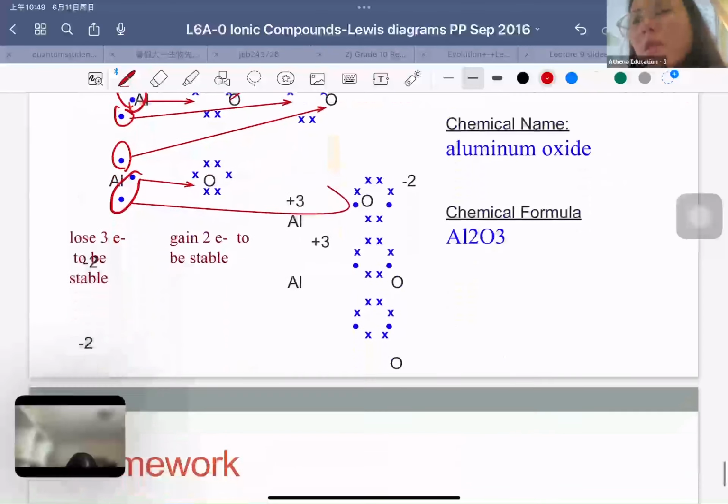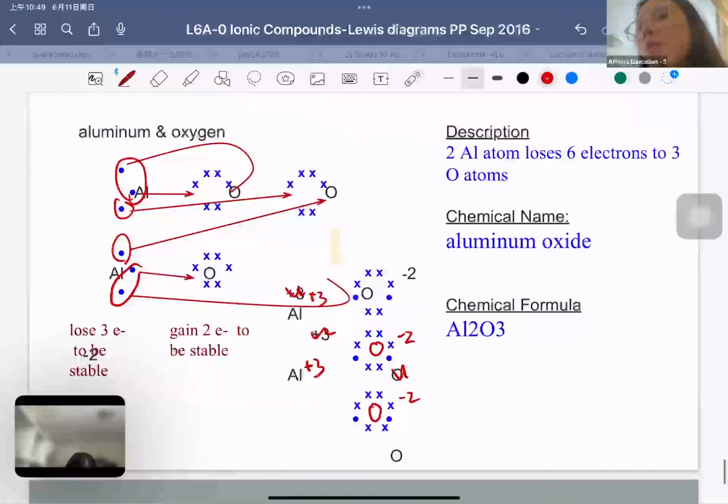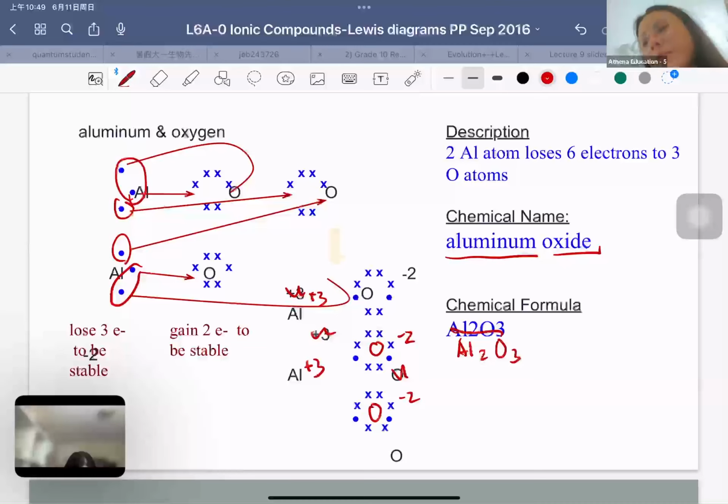All right, so this is a little bit all over the place. This is positive 3, positive 3. Oxygen is 2 minus. Oxygen is 2 minus. All right, so it's called aluminum oxide. Aluminum's name stays the same, and oxygen is then turned into oxide, as we talked about before. So the formula becomes Al2O3. Okay, so always try to make the numbers look smaller.